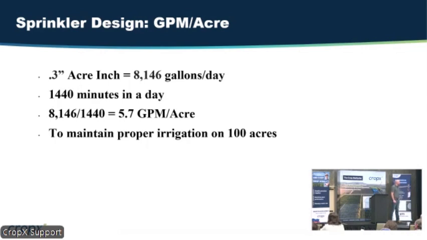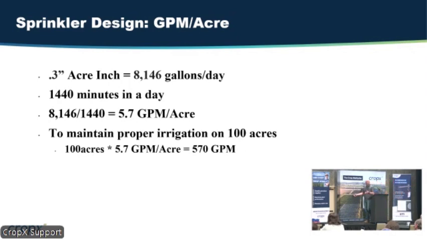To maintain proper irrigation on 100 acres, okay, so now I'm going to go from 1 acre up to 100. I need a pump that can maintain 570 GPM, right? I just now sized a pump for a pivot based off of ET. Okay, now just keep in mind, this pivot running all the time, right?